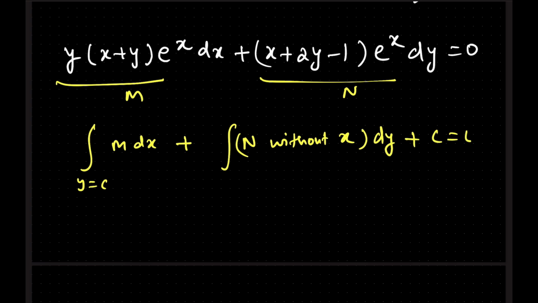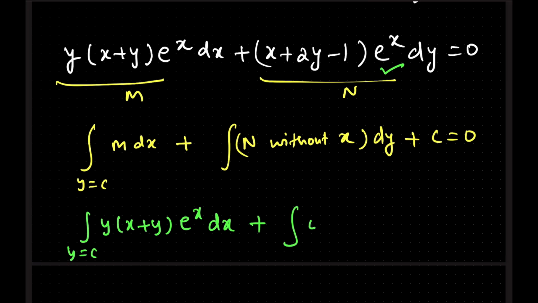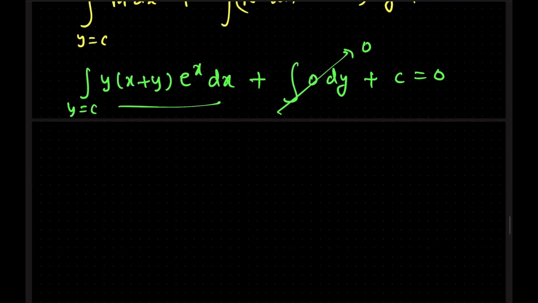We integrate with respect to dy plus c. So this is the solution that we usually apply for our exact differential equation. Applying this here, we will treat y as constant, and integrate (x + y) e^x dx. Here you will see that there is no term of N that is independent of x, so you will get 0 dy plus c equal to 0.